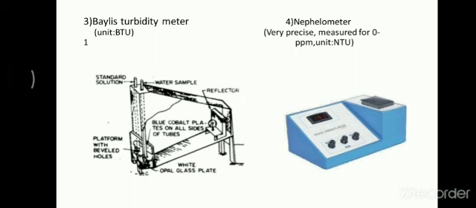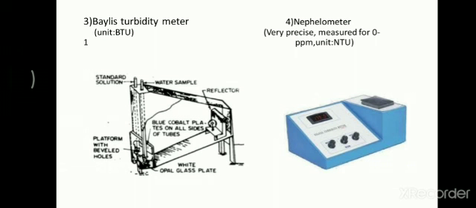The next one is nephelometer. Nephelometer gives a very precise measurement and measures turbidity from 0 to 1 ppm, and the unit is NTU. So the basic difference between Baylis turbidity meter and nephelometer is that in Baylis turbidity meter, the light is seen or measured passing straight through the turbid water, while in nephelometer, the light intensity is measured at right angle to the incident light.